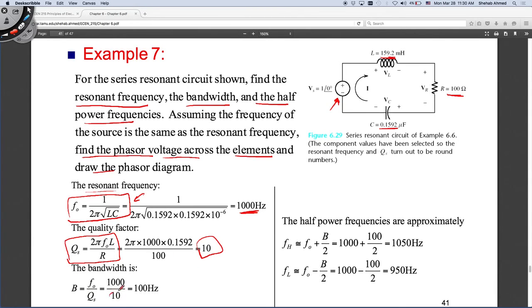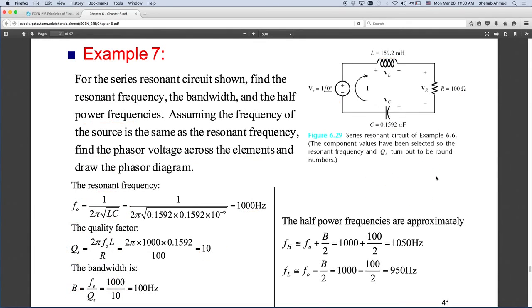Knowing the quality factor and the resonant frequency, I can calculate the bandwidth. Remember, the bandwidth was this distance here. So it was F high.